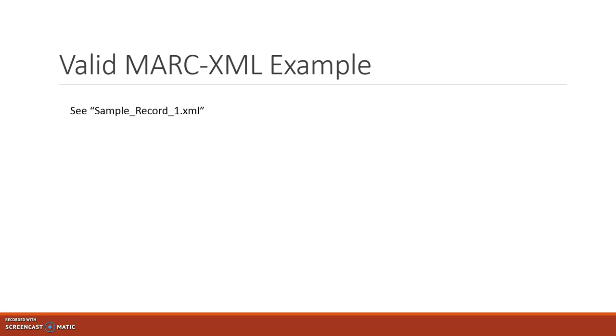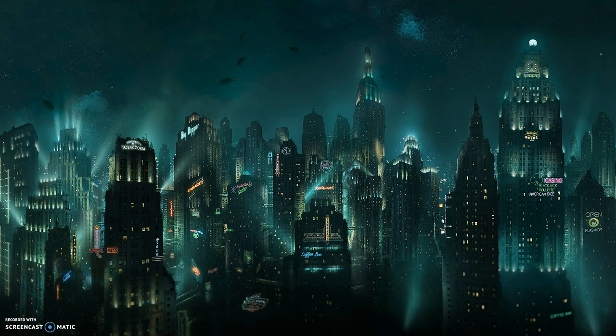So let's take a look at an example. This example is a pretty brief record, but it has a lot of good fields, and it is well-formed and valid within the MARC XML schema. So this will be a great reference for this lecture, as well as some other assignments in other parts of this course. So right now, let's take a look at this record.